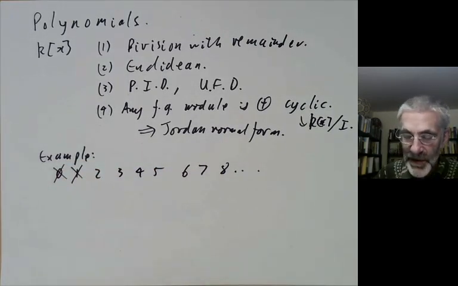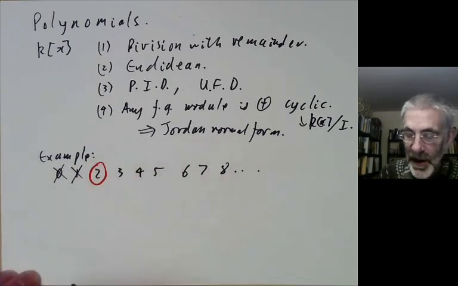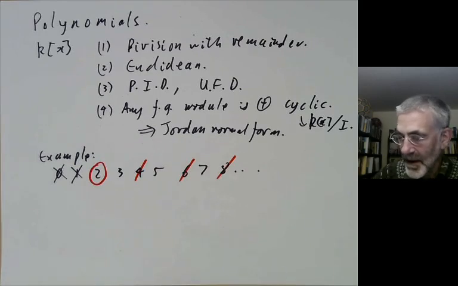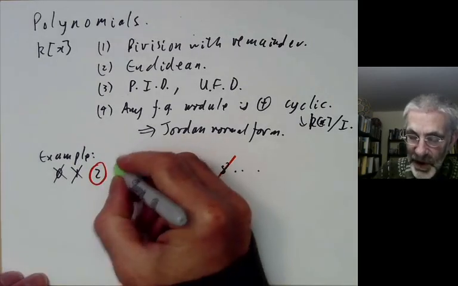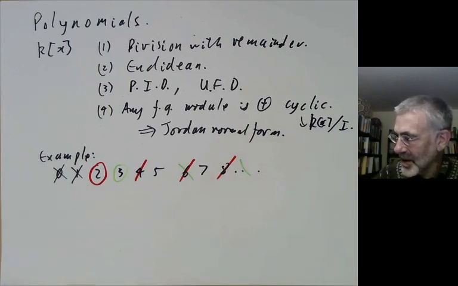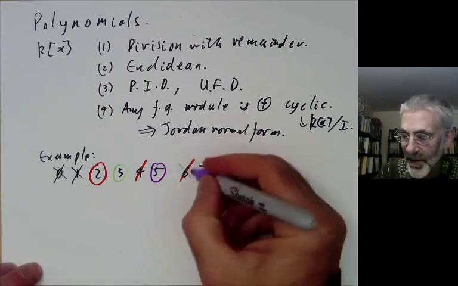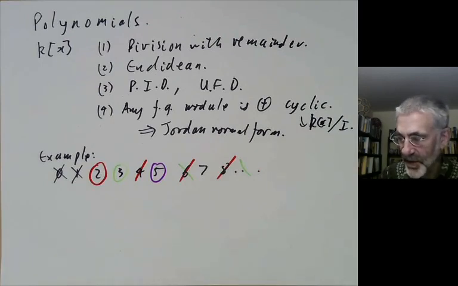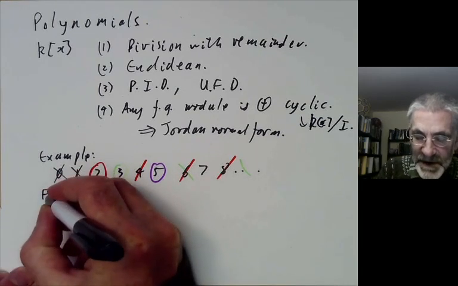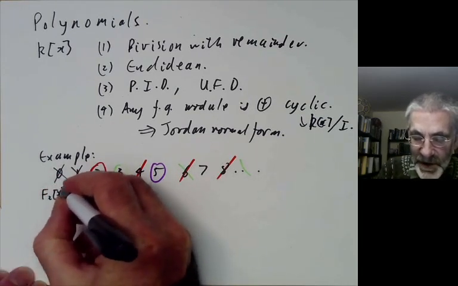And the first number you get is a prime, and then you cross off all multiples of 2. And then the next number on the list is a prime, and you cross off all multiples of 3. And the next number on the list is a prime, and you cross off all multiples of that, and so on. And you can do the same for polynomials over a finite field. So let's just find the first few irreducible polynomials over the field with 2 elements.